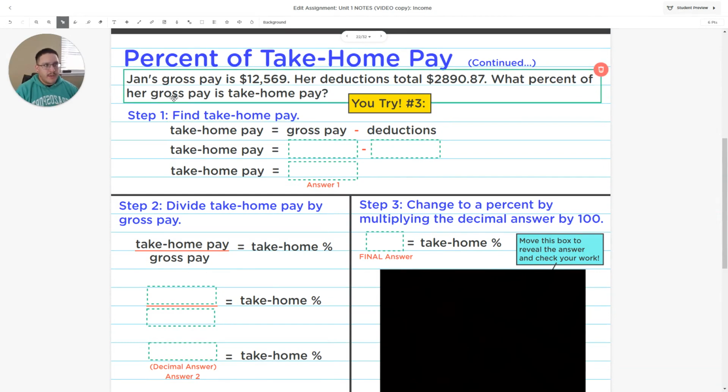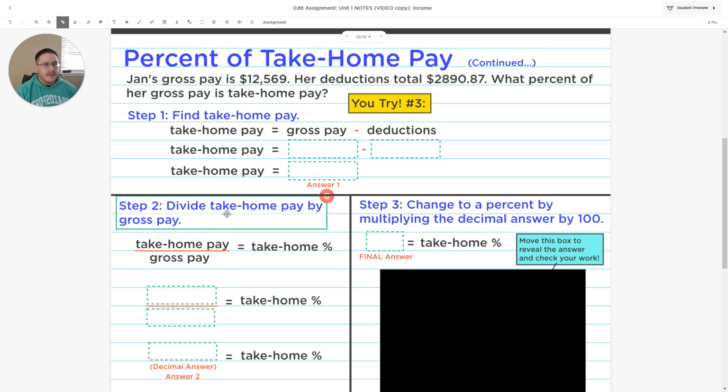You try number 3. Jan's gross pay is $12,569. Her deductions total $2,890.87. What percent of her gross pay is take-home pay? Step 1. Find the take-home pay. So follow along in ClassKick and answer these parts of the problem to get your take-home pay.